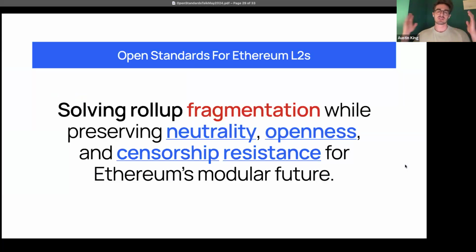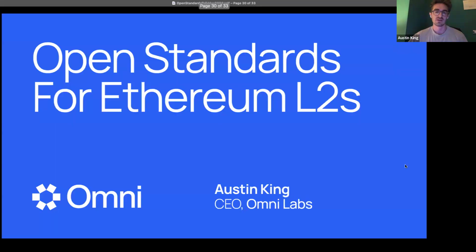So at large, that's what we care about. We care about solving the fragmentation that is growing in the L2 ecosystem while preserving the core properties of Ethereum. It should be neutral, it should be open, and it should be censorship resistant. The only real way to do that is through all aligning on these open standards that preserve those properties and don't privilege any specific interop network that would potentially lose that. So thank you. That's my presentation.